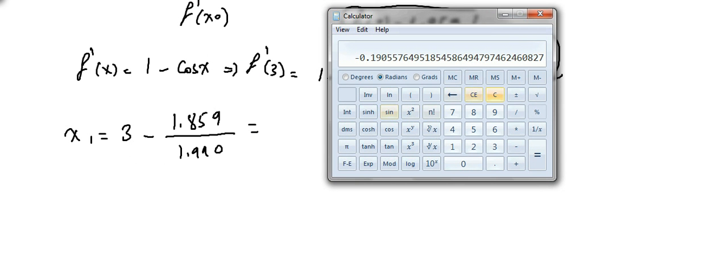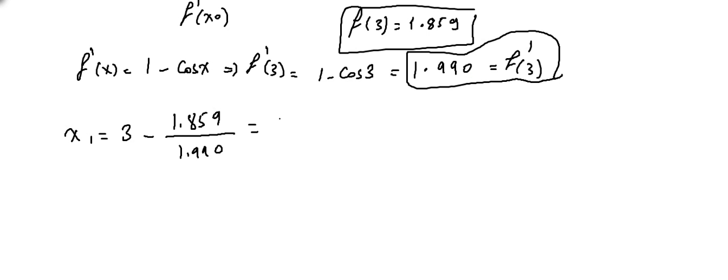Okay, let me cancel this. 1.859 divided by 1.990. The answer is this. Subtract that from 3. The answer will be 2.0658. So 2.066, the 5 becomes 6 by rounding to the nearest 3 digits after the point.